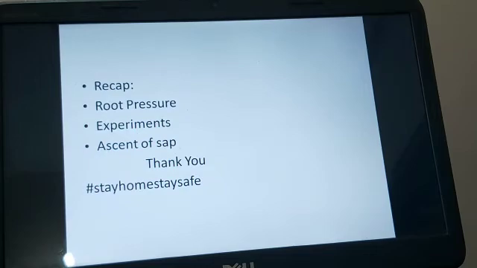Quickly, let us just summarize what we have studied, children. In today's class, we have seen what is root pressure, we have seen various experiments, and also we have seen what are the reasons behind the ascent of sap. So, this particular module ends this chapter.